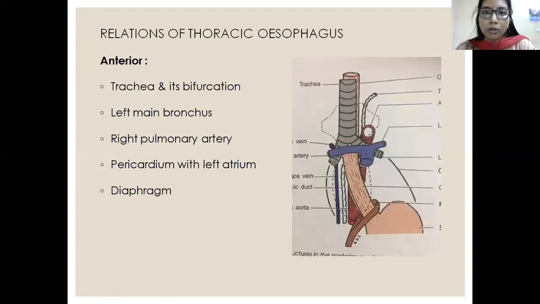Coming to the relations of your thoracic esophagus, anteriorly you see the trachea with its bifurcation. You see your left main bronchus, the pulmonary artery, and the pericardium, which is removed here to see the structures, with the left atrium. And of course the diaphragm, because the esophagus passes through the diaphragm, it tends to form an anterior relation.